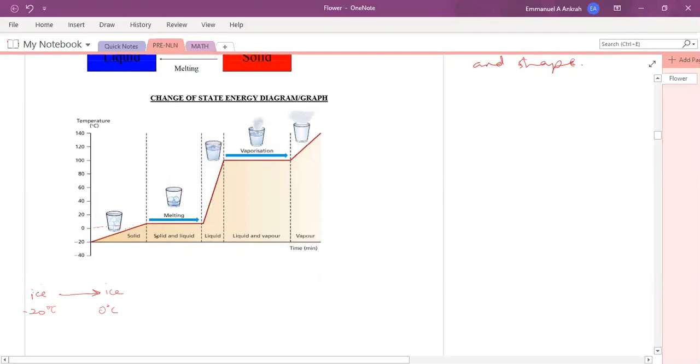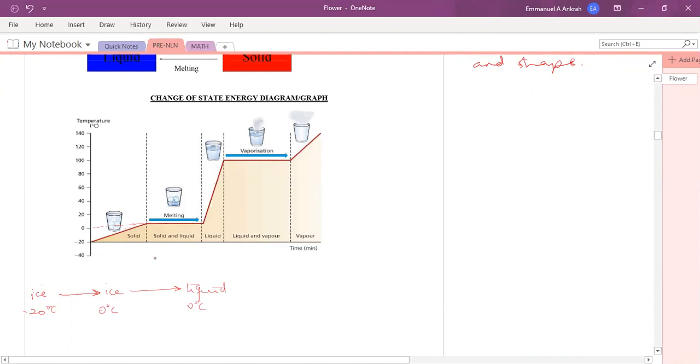Then something's going to happen. As you put in more heat, it begins to melt. So the ice begins to now melt. But the temperature doesn't change. It stays at 0 for some time. So it's 0 for some time, even though you're putting in heat, it's staying at 0 for some time, like a plateau. So it becomes liquid, but then the temperature is still 0 degrees.